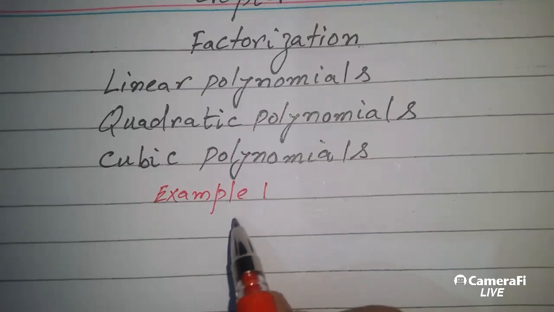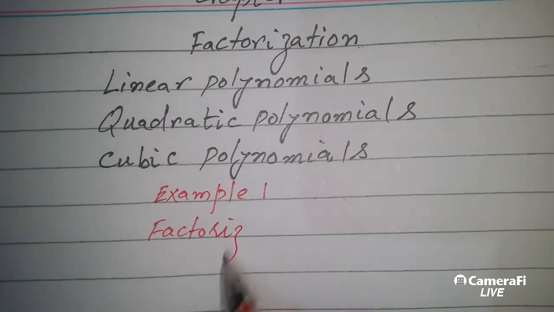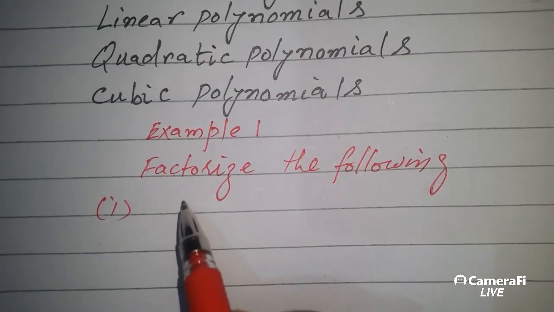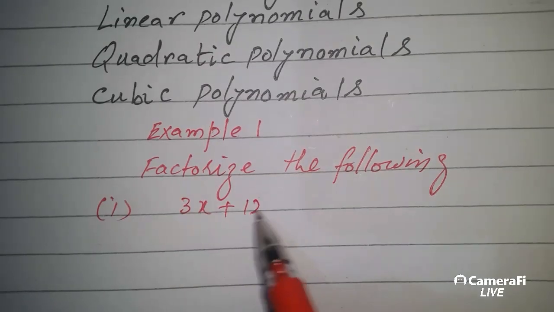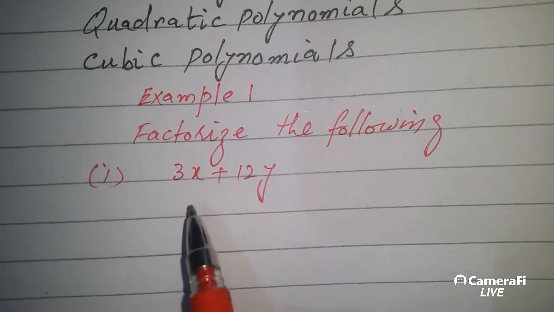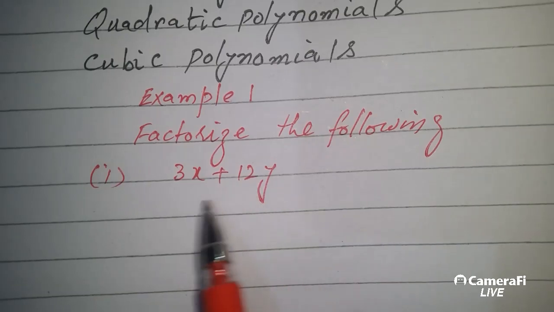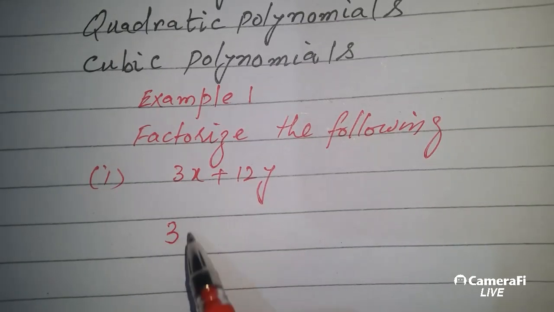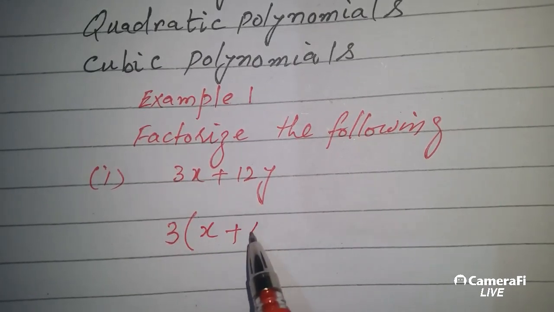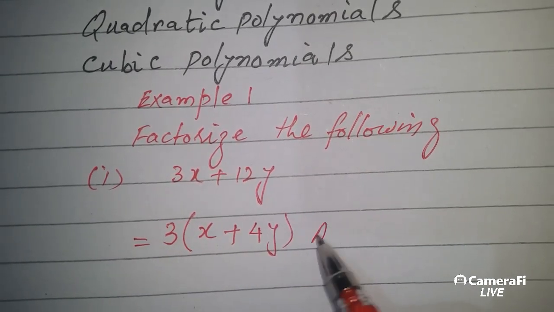Example 1. Factorize. So how can we do that? We will take any factors which come in the same table, so 3 can be taken as a common factor. 3 4s are 12. So this is the answer.